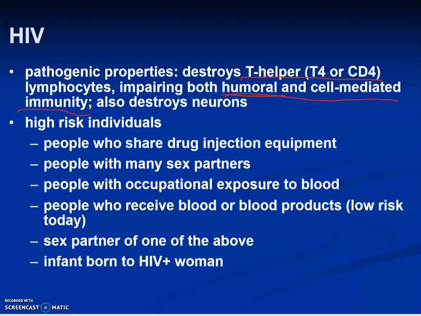You also may destroy some neurons, but the main problem with HIV infection is that it destroys a critical cell that mediates the activation of other parts of your immune functions. And so basically you have your immune system in place, but it's not being activated.